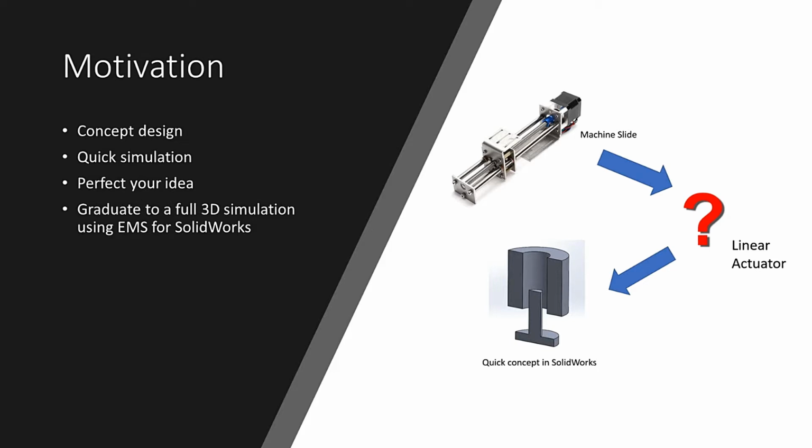What happens after you do the design? Are you sure it is going to work? This is where EMWorks 2D comes into play. EMWorks 2D can quickly take your concept and do a quick 2D EM simulation. Till you can perfect your design, you can continue doing the EM simulation. And once the simulation is complete, you can then take the model and do a full 3D simulation in EMS for SOLIDWORKS.